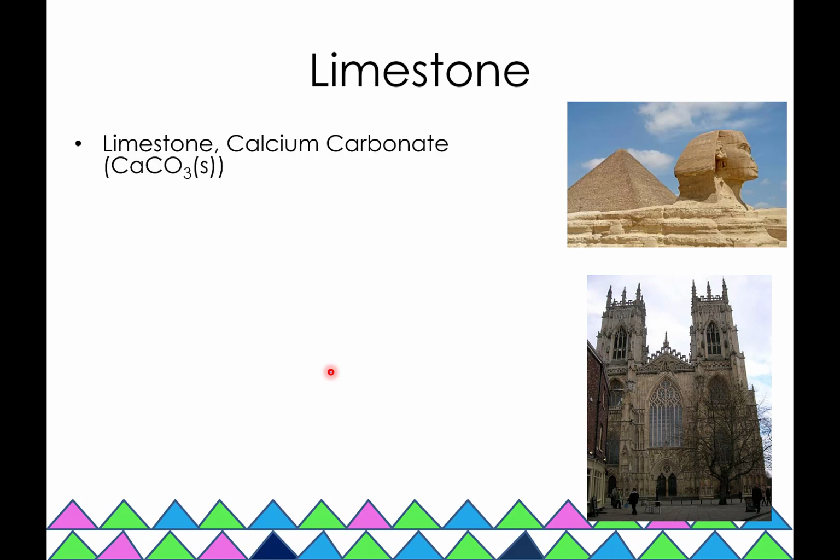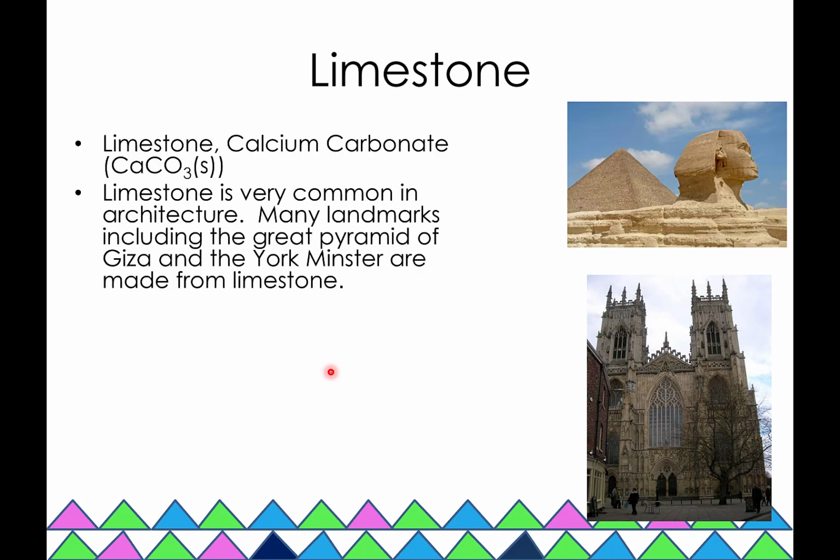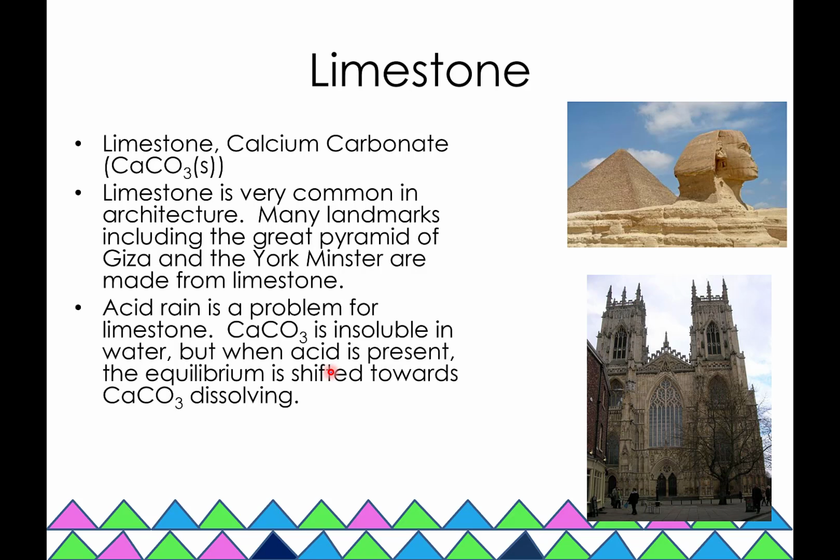So the first is limestone. Limestone is a type of calcium carbonate, and it's very common in architecture. So pyramids, the York Minster, all of these are made from limestone.